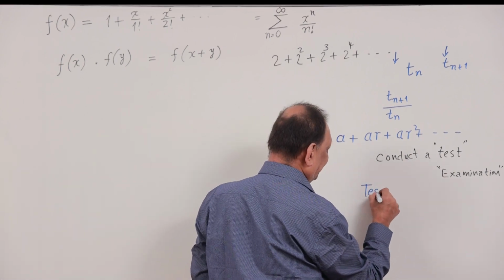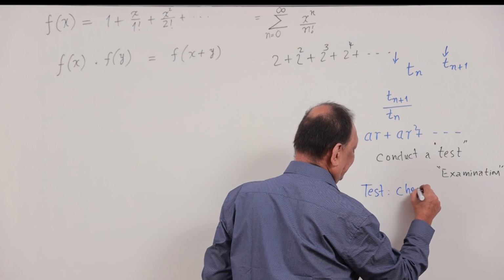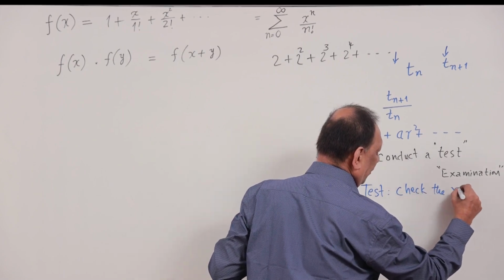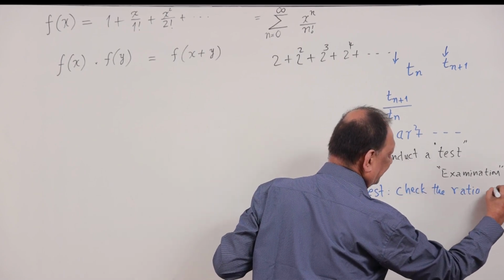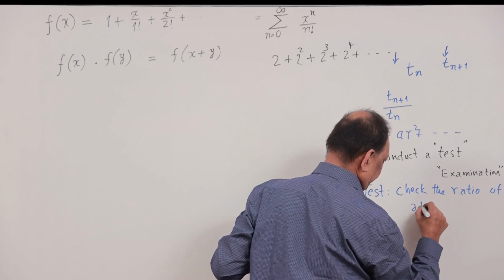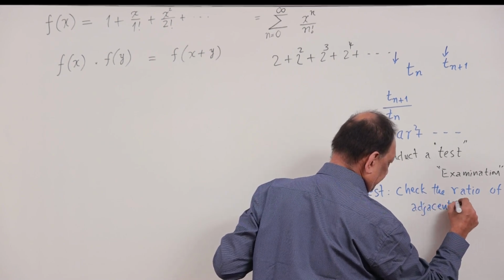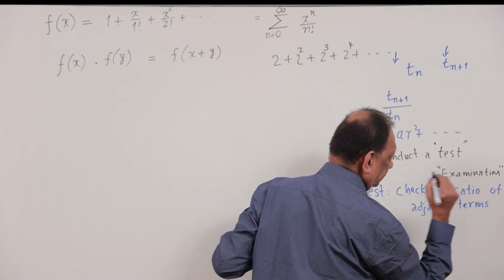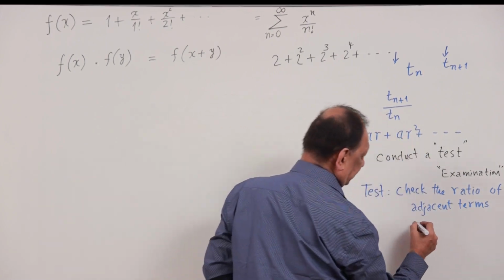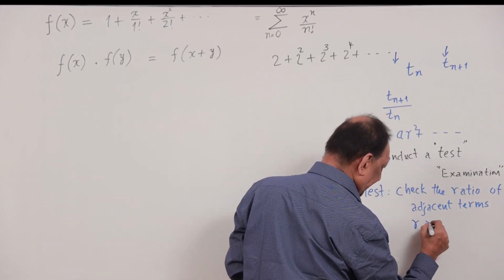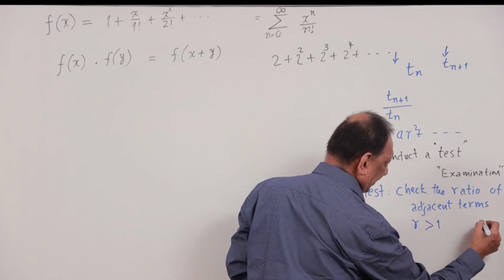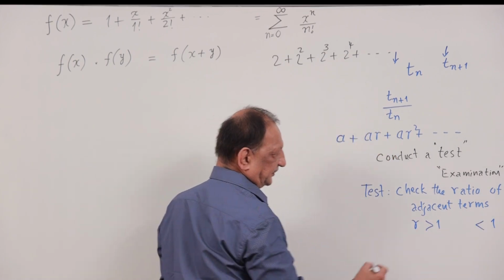Our test is very simple. Check the ratio of adjacent terms. Right? In this case, it is r. Check that r, whether it is greater than 1 or less than 1, or less than or equal to 1.